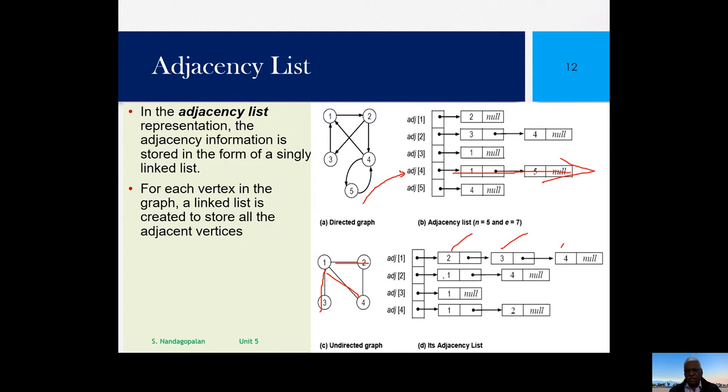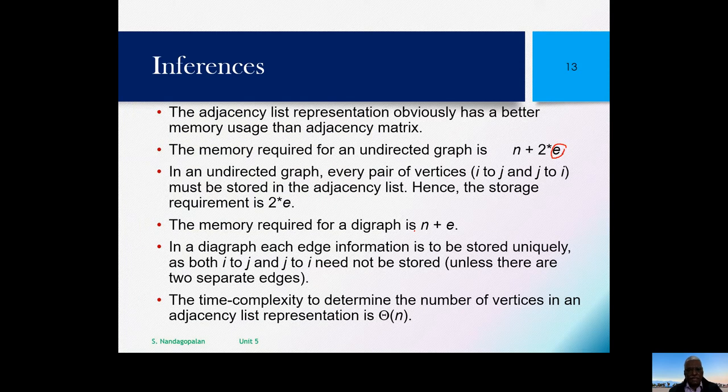For an undirected one, each edge we will have to show in two nodes. For example, 1 to 2, 2 to 1. So we have 2 into E. So the total memory required is N plus 2 into E. And in an undirected graph, every pair of vertices, that is I to J and J to I, must be stored in the adjacency list. That's why it is 2 into E. But the same thing is not true for a directed one or a digraph. So you don't get that 2 into. That's removed, and so you have N plus E.